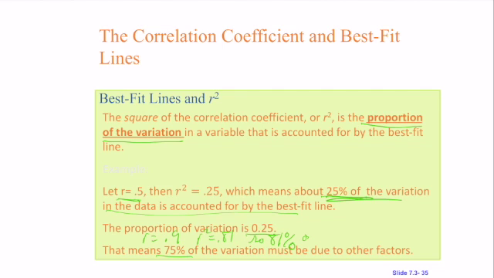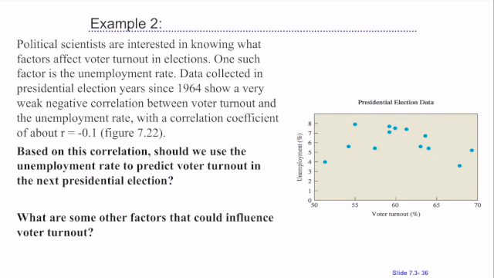So let's take a look at this. Political scientists are interested in knowing what factors affect voter turnout in elections. So one such factor is unemployment rate, okay? So we've collected data for every presidential election year since 1964, and it shows a very weak negative correlation, so we'd have a line kind of like this, right, between unemployment and voter turnout. So should we use the unemployment rate to predict voter turnout in the next election? No, right? This is a weak correlation, okay?